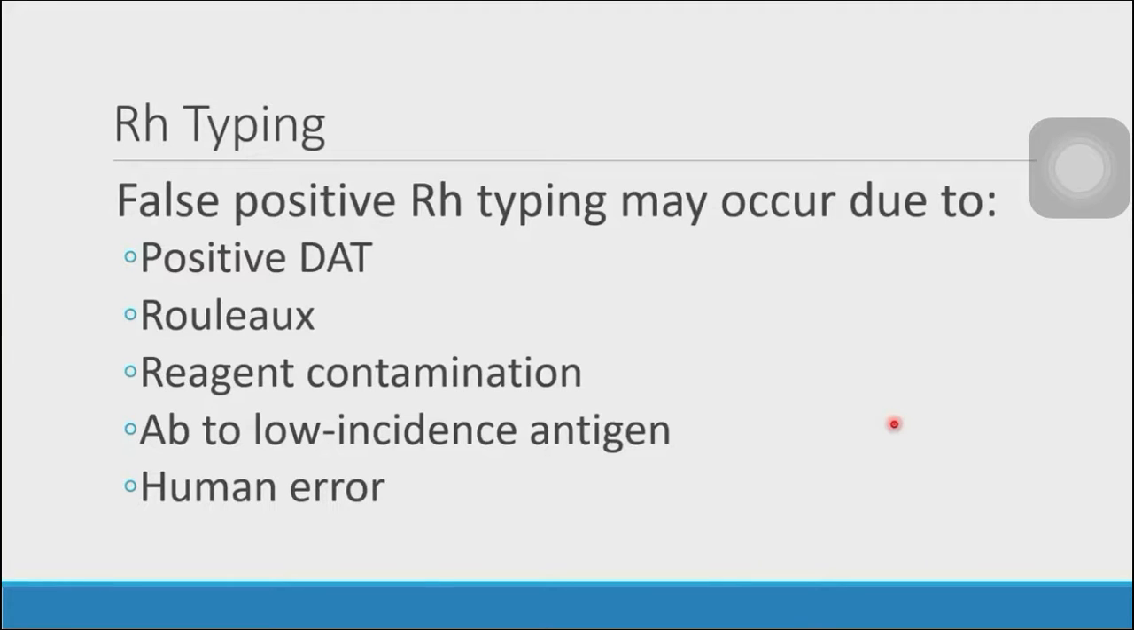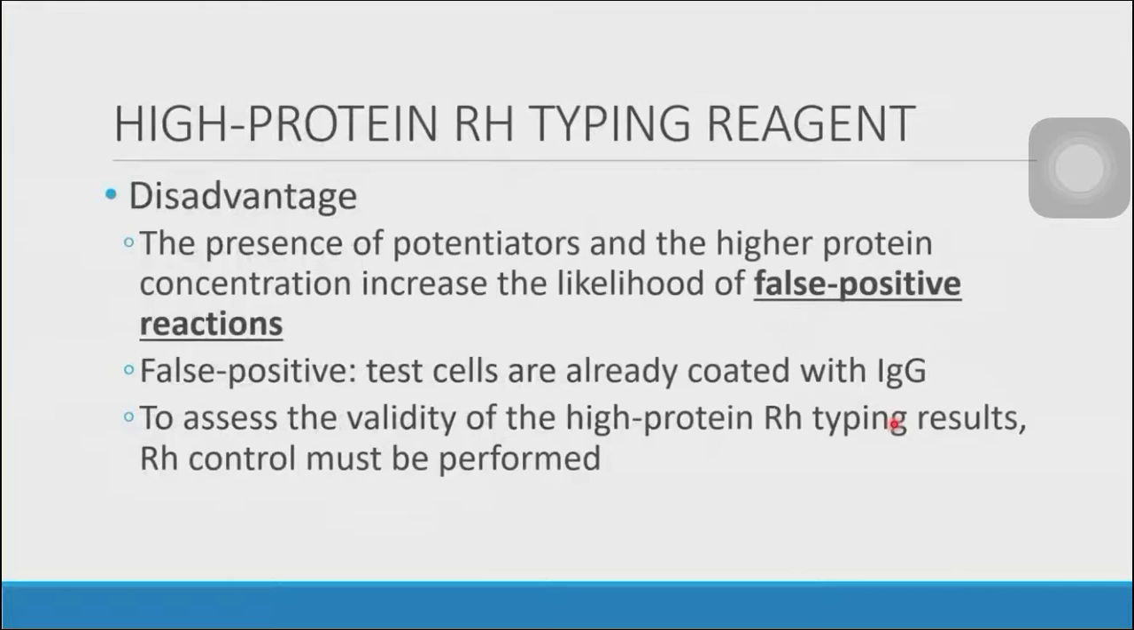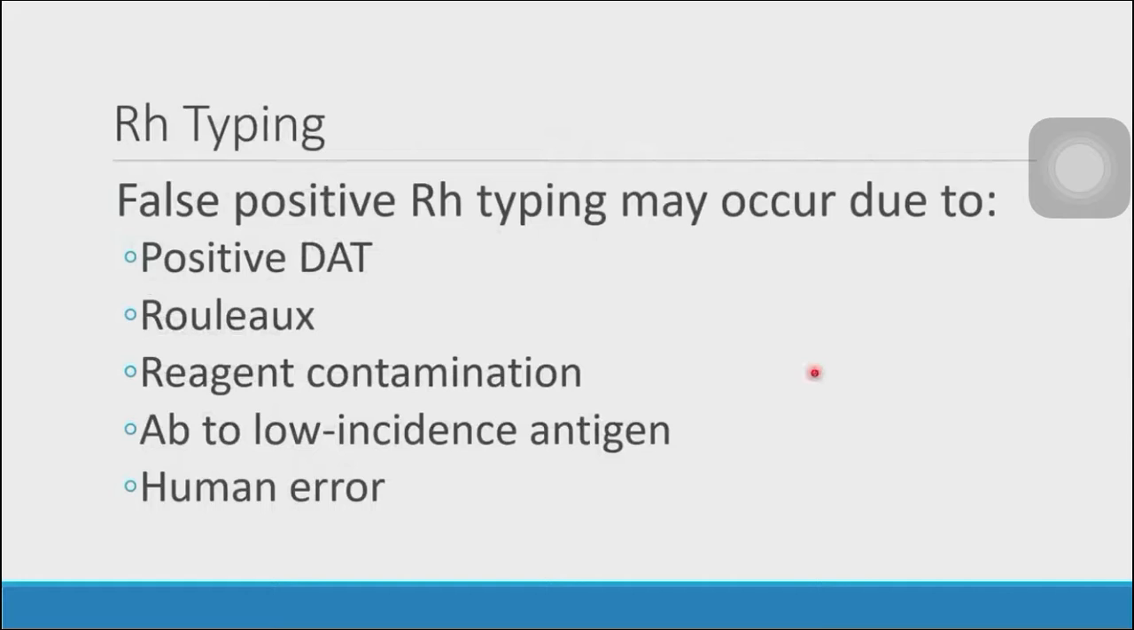Before going to the RH typing control, since again it's a false positive reaction, one of the causes is the presence of potentiated high protein, as well as of course cells coated with IgG. Aside from that, false positive RH typing may also occur with reagent contamination, antibody to low incidence antigen, and human error. So take note, presence of antibody or antibody-coated cells or IgG sensitized cells or positive DAT may cause false positive result in RH typing.